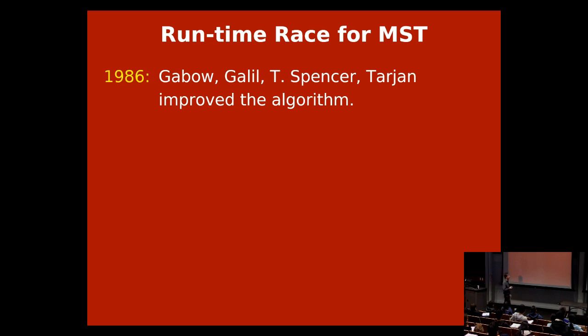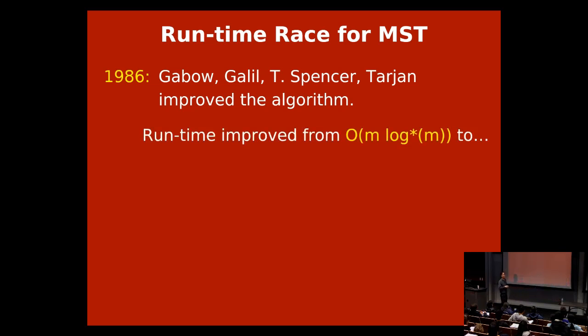Okay, so a couple of years later, people were very excited about this. And they're like, let's try to hack on it and make it even better. So this is Gabow, Galil, Spencer, Tom Spencer, and Tarjan again. They improved the algorithm. They got the running time down from m log star m all the way to m times log of log star m.